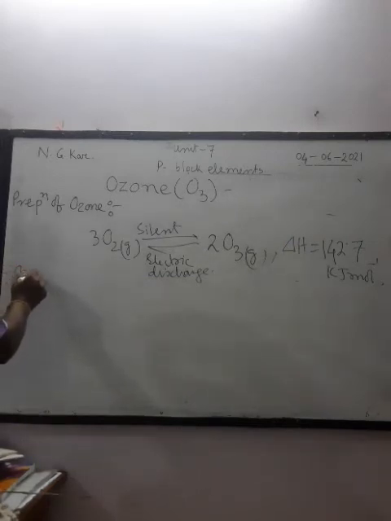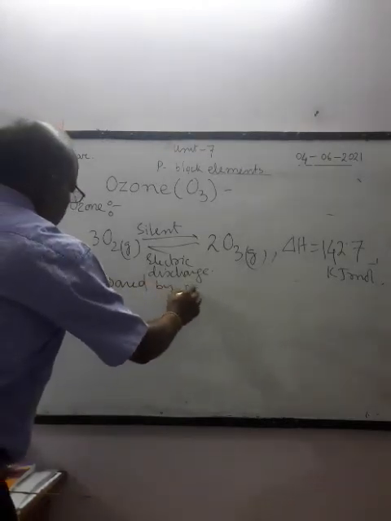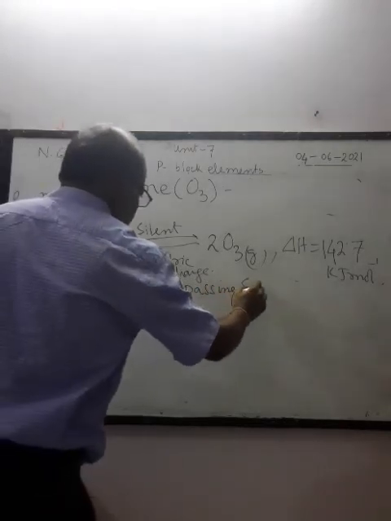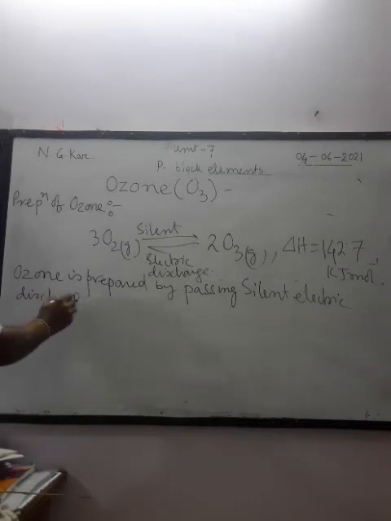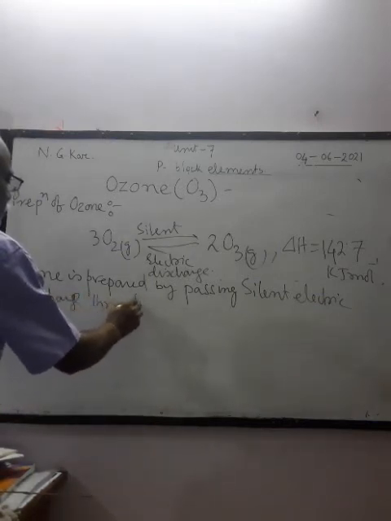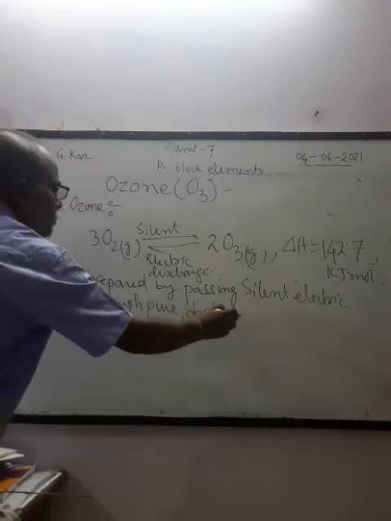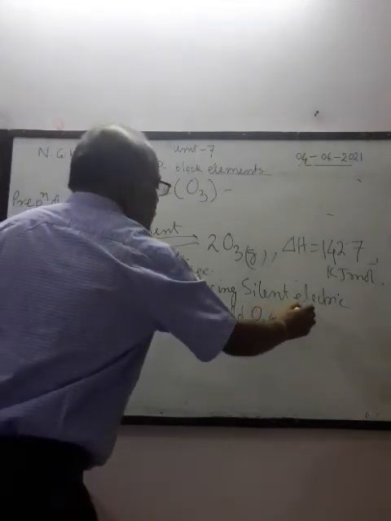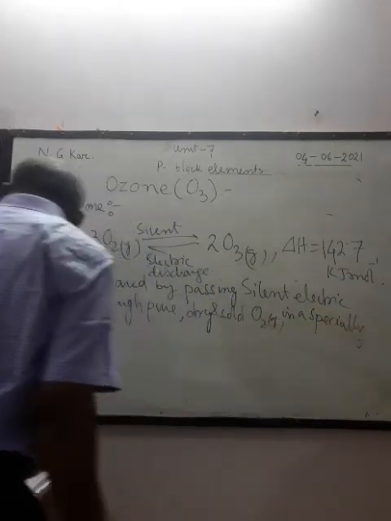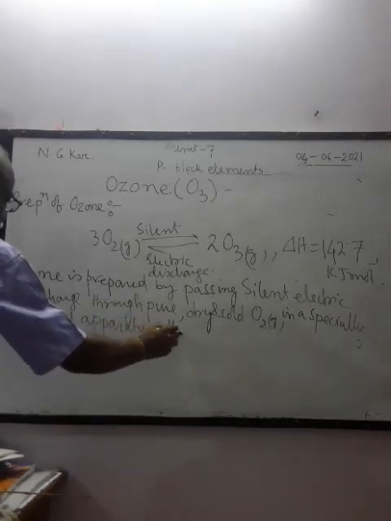So ozone is prepared by passing silent electric discharge through pure, dry and cold dioxygen gas in a specially designed apparatus called ozonizer.